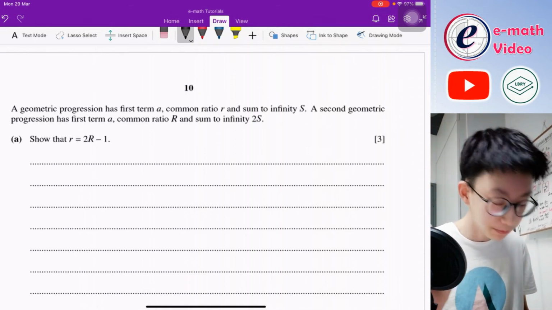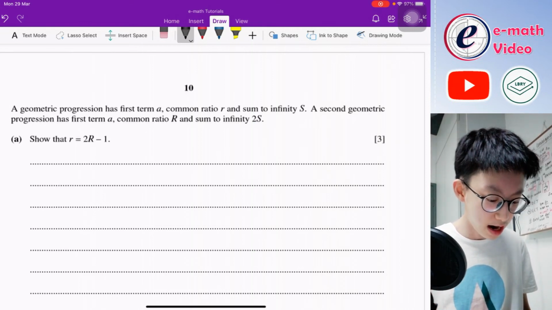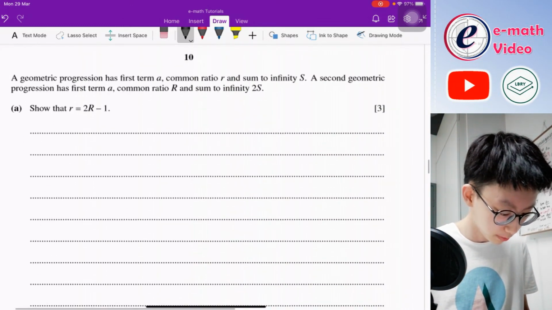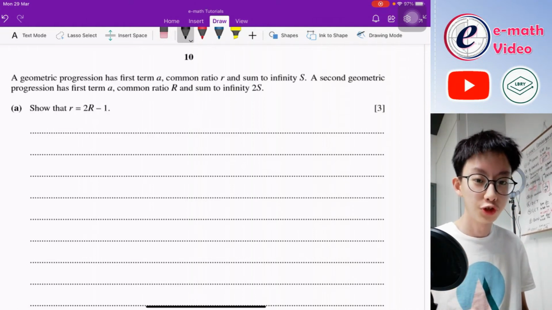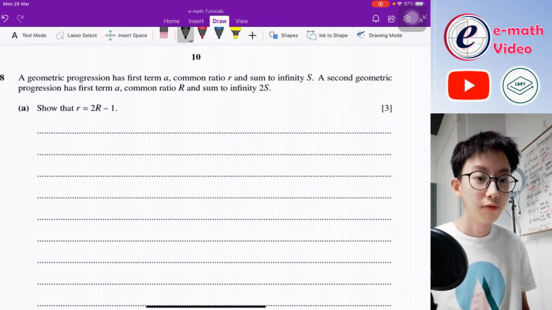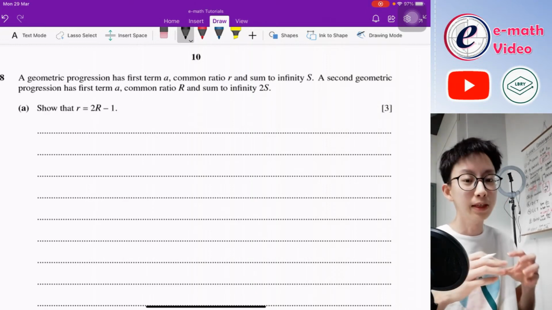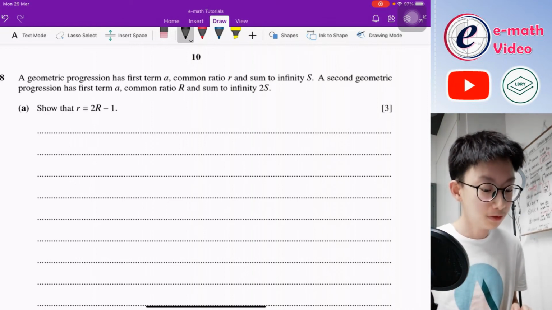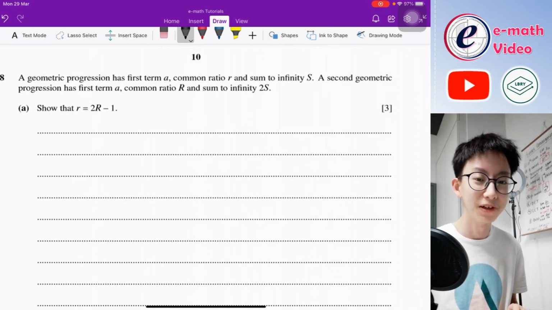So just remember your sum to infinity formula. But before that, something that you need to check is whether the absolute value of r and big R are smaller than 1. Does the question mention it? Because for a geometric progression, if your absolute value of r is greater than 1, when you add the terms together, your sum to infinity will actually diverge. I'm not sure whether they missed it in the question or they assume that the absolute value of r is smaller than 1.